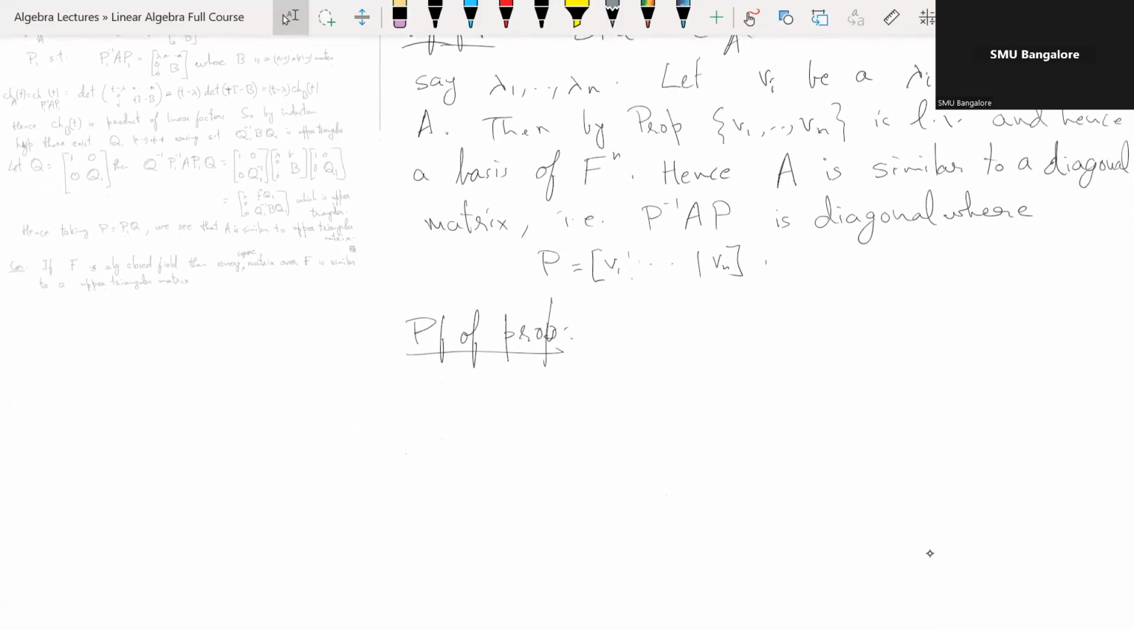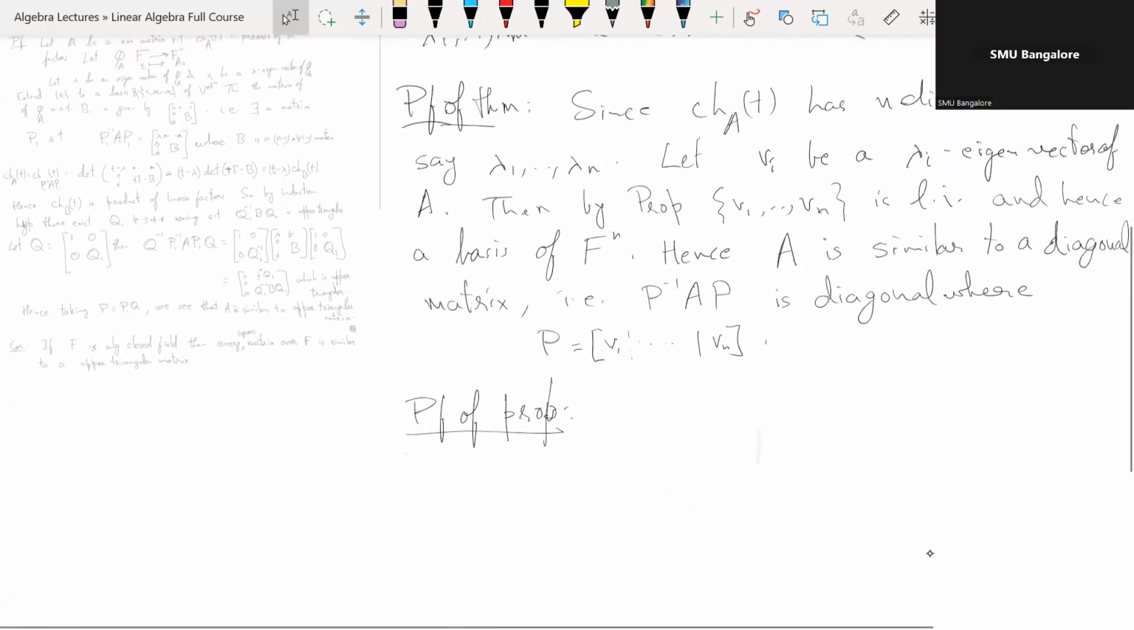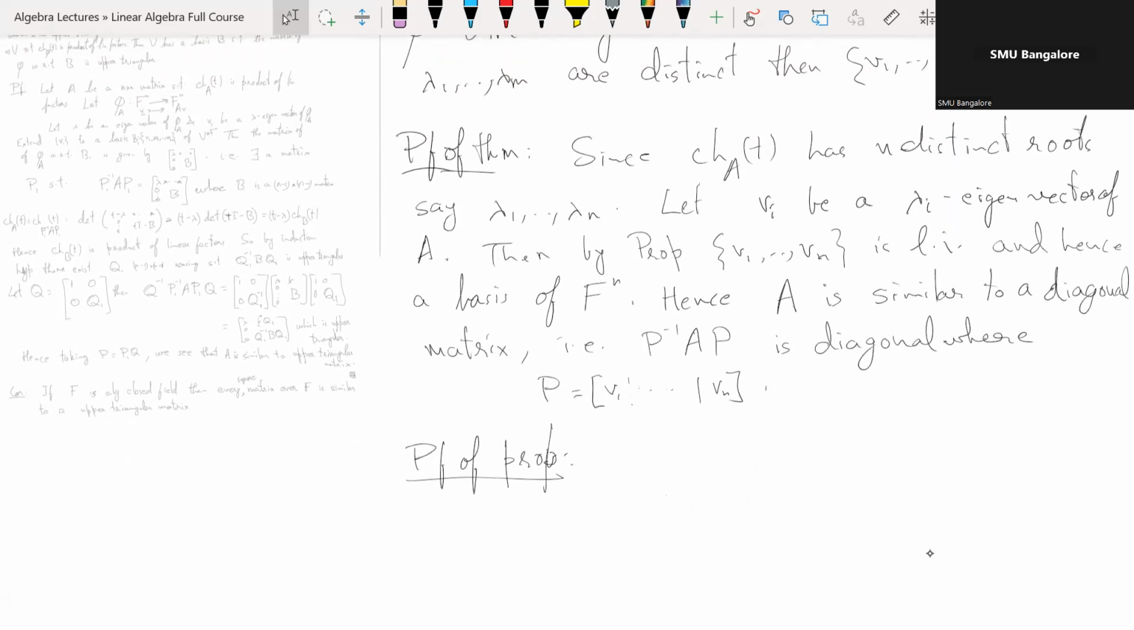So again, what we have to do is, suppose there are two vectors, V1 and V2. Say a V1 plus b V2 is 0. Then we'll have to argue that a and b both are 0. So what do we do? You apply this linear map, phi, and see what happens.